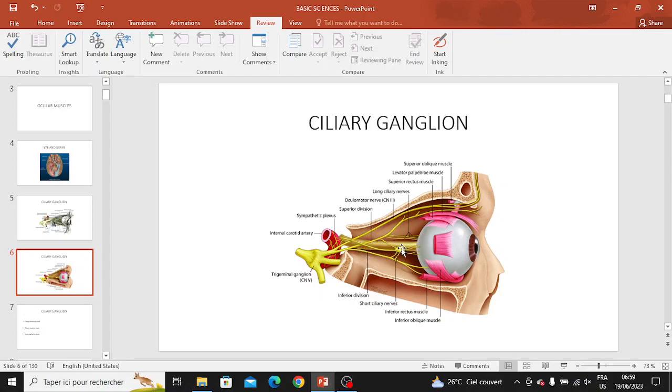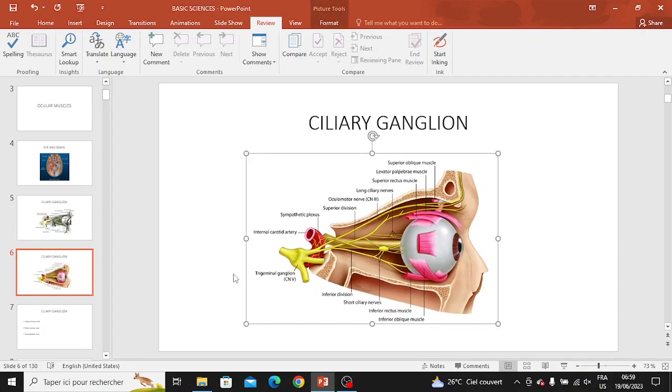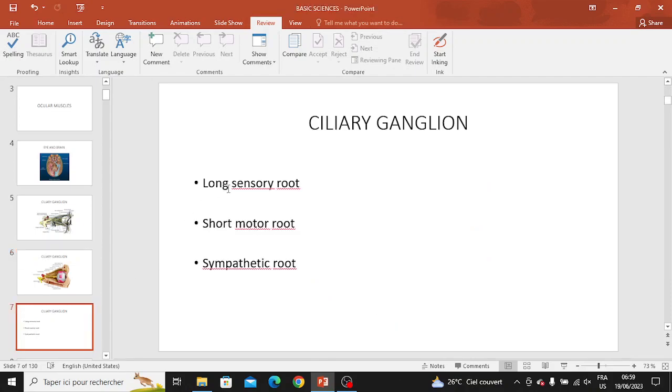1 centimeter in front of it is what? The ciliary ganglion. What is the ciliary ganglion that I want you to know about? The ciliary ganglion is a nervous structure with three major roots: a long sensory root, short motor root, and of course, sympathetic root. The long sensory root gives sensory innervations to the cornea, to the ciliary body, and the iris. What does the short motor root do? The short motor root contains parasympathetic fibers. So the parasympathetic fibers, what they do is that, one, they help in forming part of the third cranial nerve to innervate the constrictor pupillary muscle, as well as the ciliary muscle of accommodation, without which accommodation cannot take place.